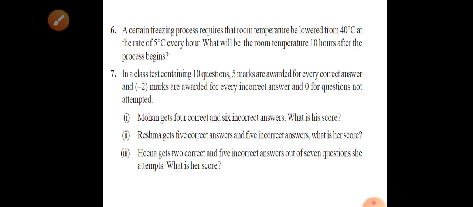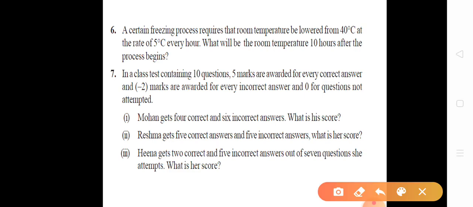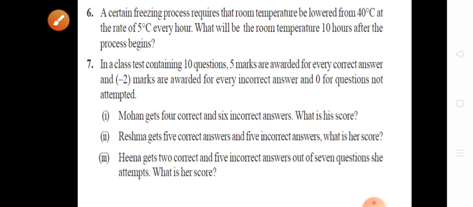Question number 6. A certain freezing process requires that room temperature be lowered from 40 degrees Celsius at the rate of 5 degrees Celsius every hour. What will be the room temperature 10 hours after the process begins? So I hope it is visible to you. I have taken these questions from a PDF file of your book, so there is no way I can darken the font color, but I am hoping it is visible, and I'm reading it to you to make it easier. Alright, let's go back to the question.